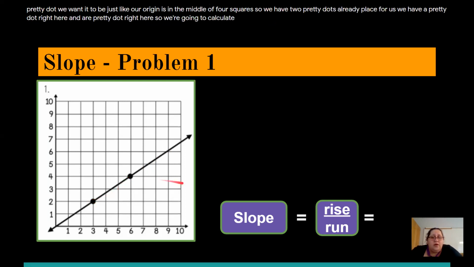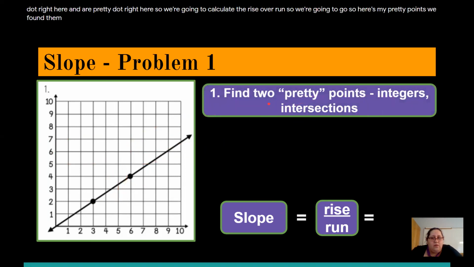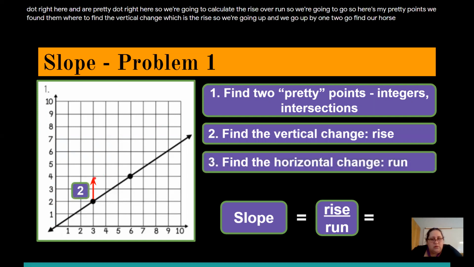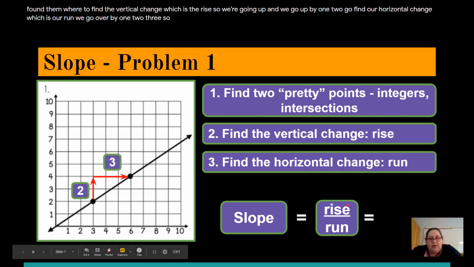So we're going to calculate the rise over run. Here's my pretty points. We found them. We're going to find the vertical change, which is the rise. So we're going up, and we go up by 1, 2. And we find our horizontal change, which is our run. And we go over by 1, 2, 3. So writing it as rise over run, we're going to have 2 over 3.